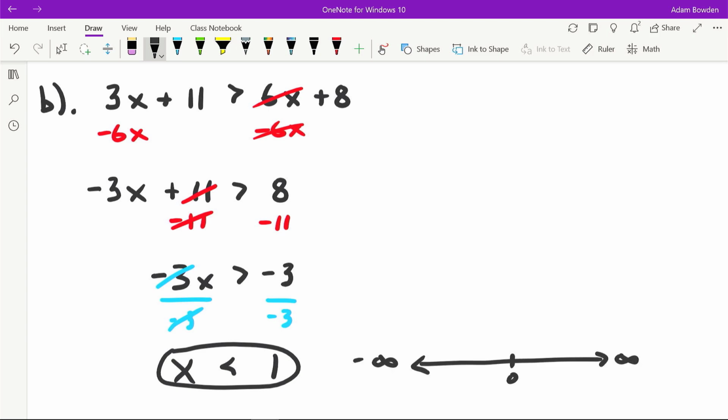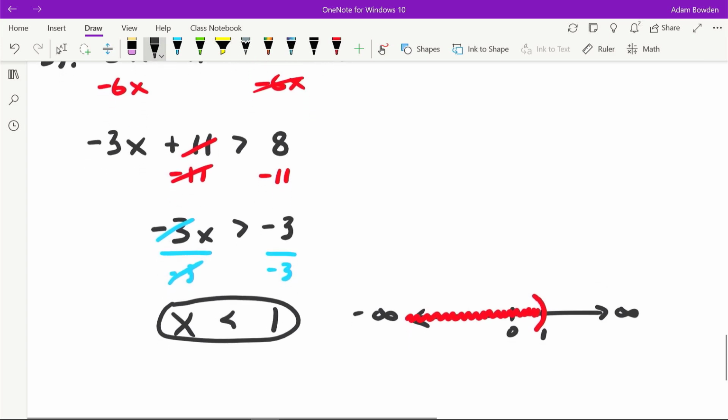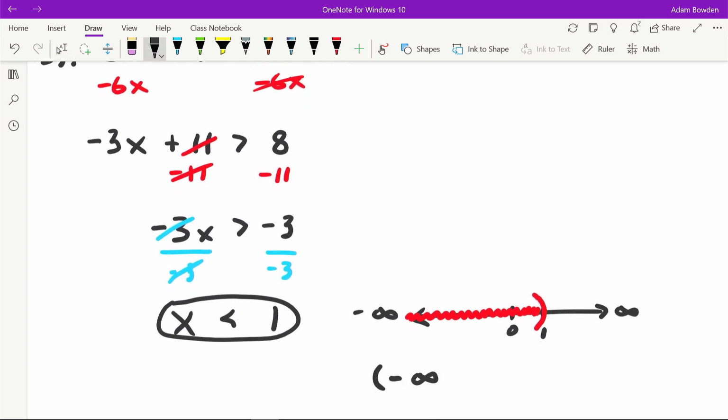I'm going to show this on a number line. Since it's less than, we're going to use a parenthesis pointing to the less than direction toward the left, shading the number line toward negative infinity. So in interval notation, that would go parentheses, negative infinity, comma 1, close parenthesis.